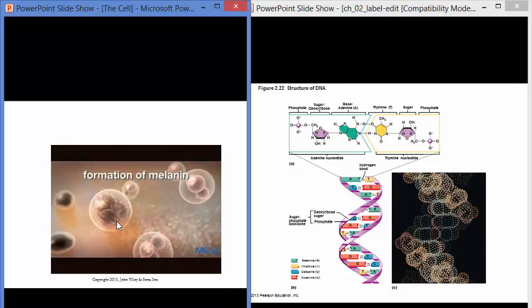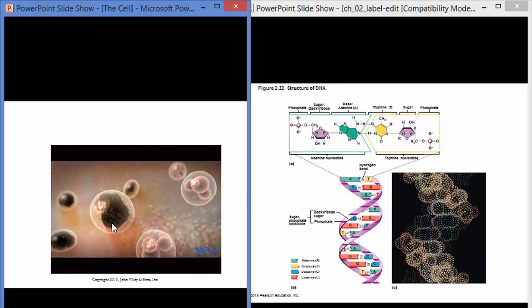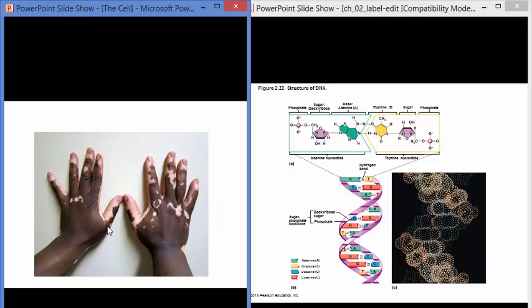This shows the production of melanin. And if people have deficiencies in melanin, they could get vitiligo. So melanin is another important protein within the body. So now we'll talk about those nucleic acids.